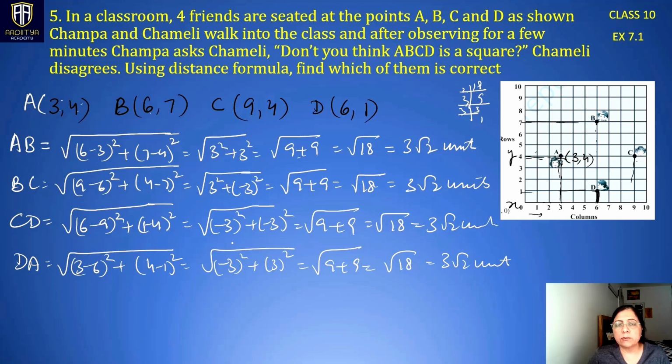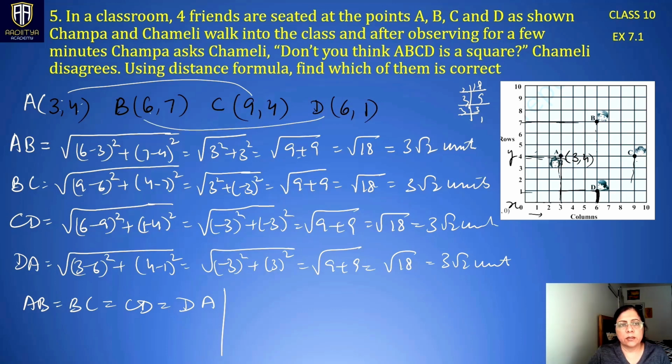But in this case, it may be a rhombus also. So he's asking whether it is a square or not. Let us confirm that AB is equal to BC is equal to CD is equal to DA. All the four sides are equal, and to confirm it for a square, we can find the length of the two diagonals. If the diagonals are equal, it is always a rectangle or square. So this cannot be a rectangle. It will be a square if the diagonals are equal. For diagonal, we have to find AC and BD.